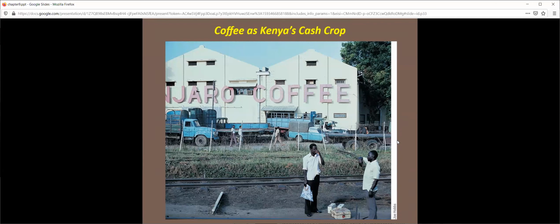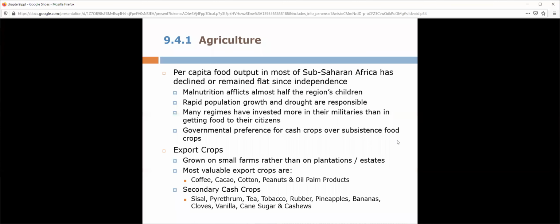Coffee, right? Coffee is an example of a cash crop. You don't raise coffee to sell it to your neighbor in your community. You raise coffee to sell it throughout the world. And coffee would be an example. Who do you think owns that company? Do you think it's those guys sitting there picking the coffee beans that own the company that sells the coffee? Probably not, right? Per capita food output in most of sub-Saharan Africa has declined or remained flat since independence.